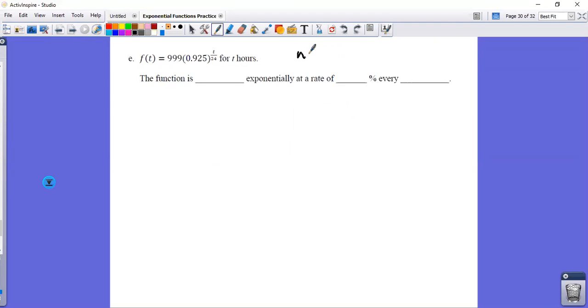So this is hours, right? And if you have 24 hours, you get 1 day. So multiply, or think about if you had 24 of these, that's a day. So this is also decay. 1 minus 0.925 is 0.075. 7.5% decay.